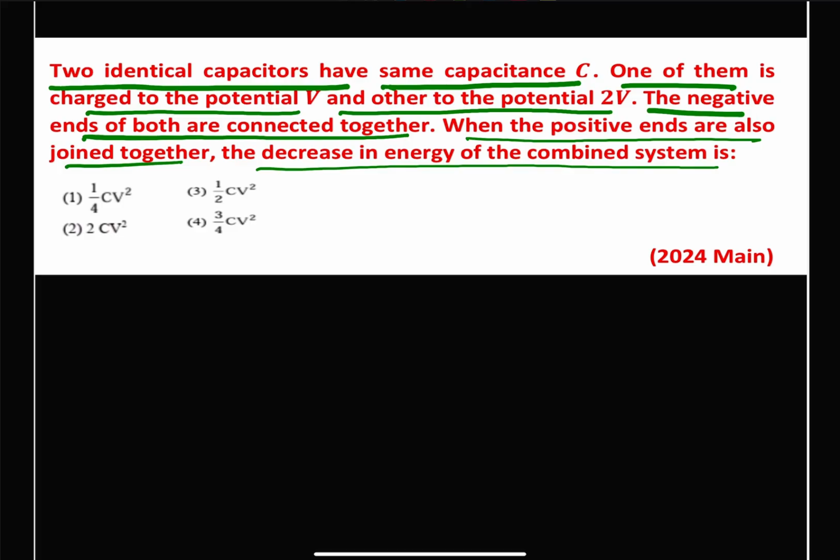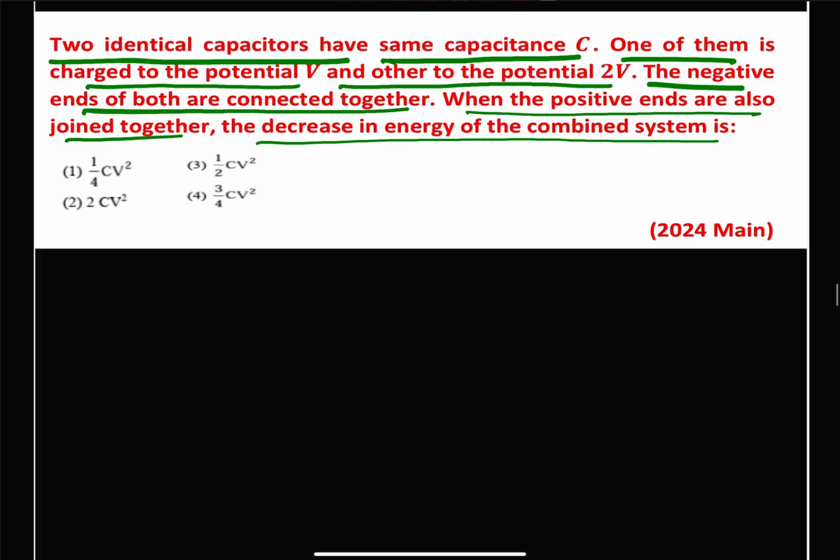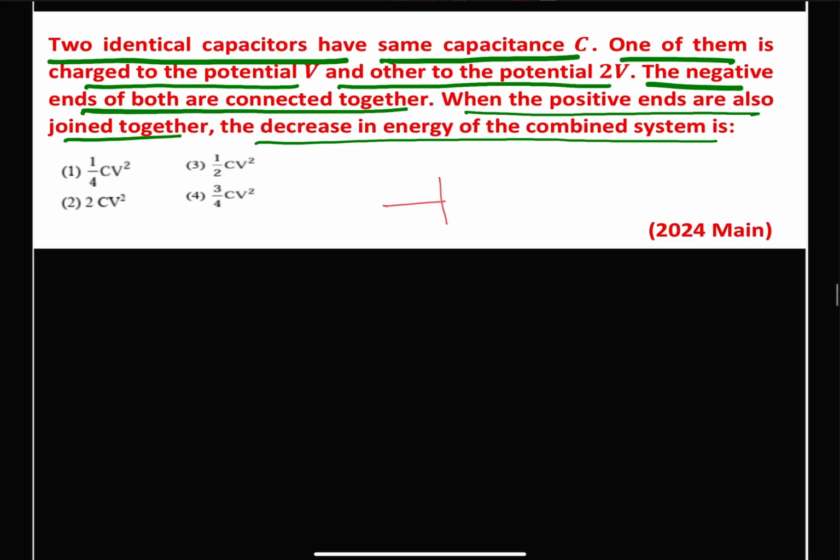So here we are given that we are having two capacitors, identical rather. These are the two identical capacitors. They are having same capacitance C, and let us call this C1, and this C2, and the potential it is charged to V, and the second one is charged to 2V, and it says that negative ends of both are connected together. So suppose this is the negative end, and for the other this is the negative end. So first we have connected these two negative ends, and in the second part these positive ends, suppose this is the positive end, they are also connected. Okay.